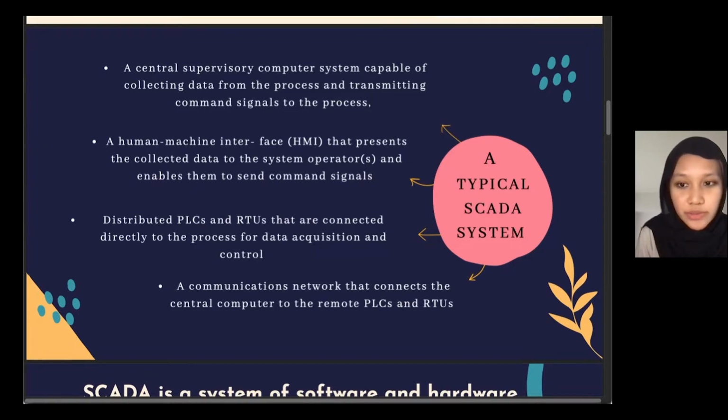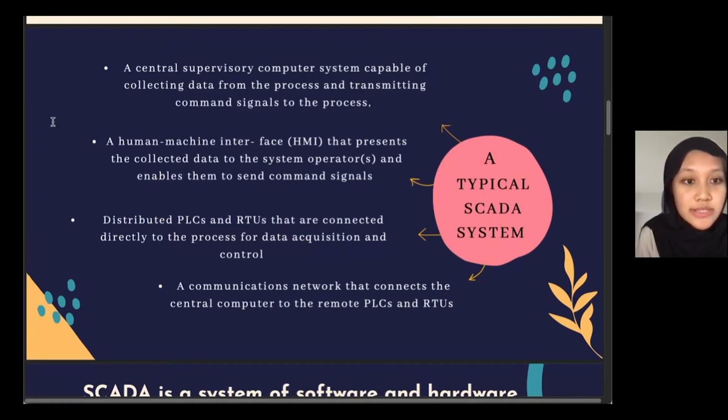Okay, next I will explain the typical SCADA system. The term SCADA emphasizes the fact that such a control system also collects data from the process, which often includes multiple sites distributed over a large area. So, a typical SCADA system consists of the following components.